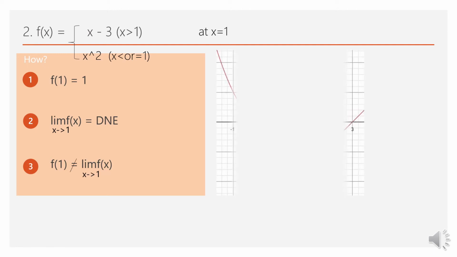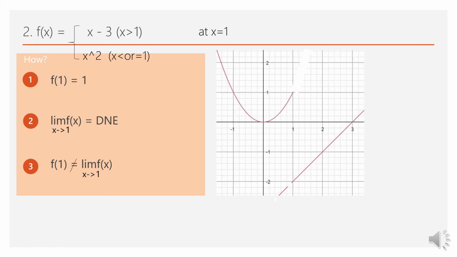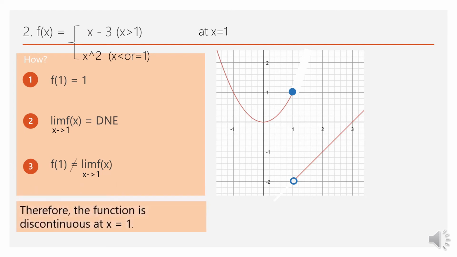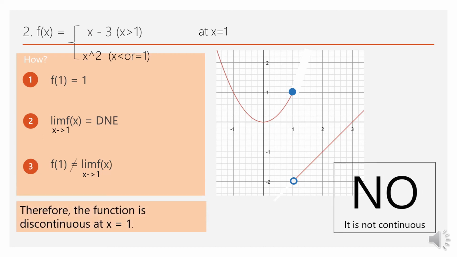As seen on the graph of the piecewise function, there's an open interval there and a closed interval there. There is a break. So therefore, it shows discontinuity. Therefore, the function is discontinuous at x is equal to 1. The answer is no, it is not continuous.